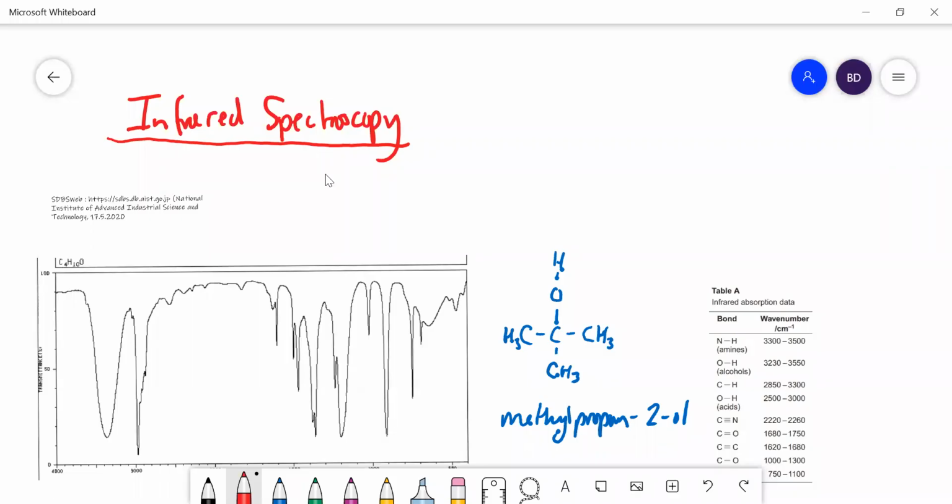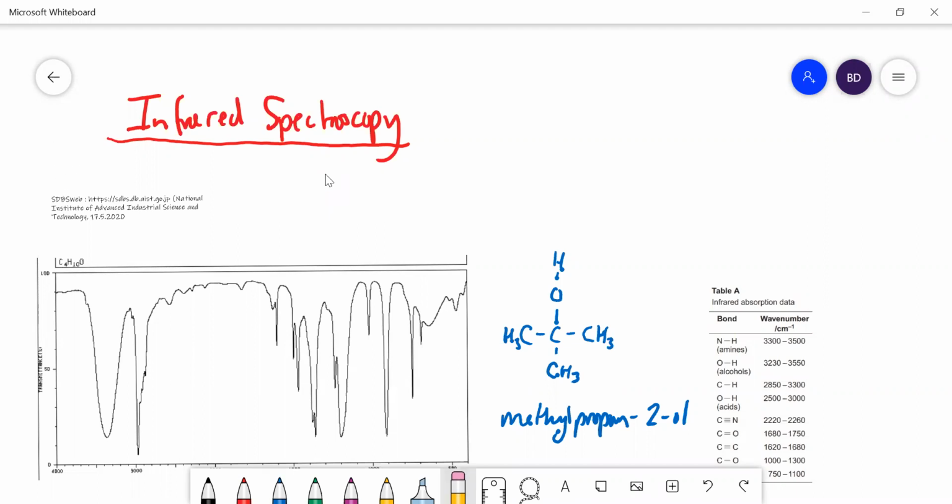Okay, we're going to talk about infrared spectroscopy in this video, and I'm going to show you some infrared spectra. There's one in front of you there, but just so you know, these are all available from this website here, and so you've got to give them an acknowledgement. That's where I got them from. Okay, so right, what does infrared spectroscopy tell us then?